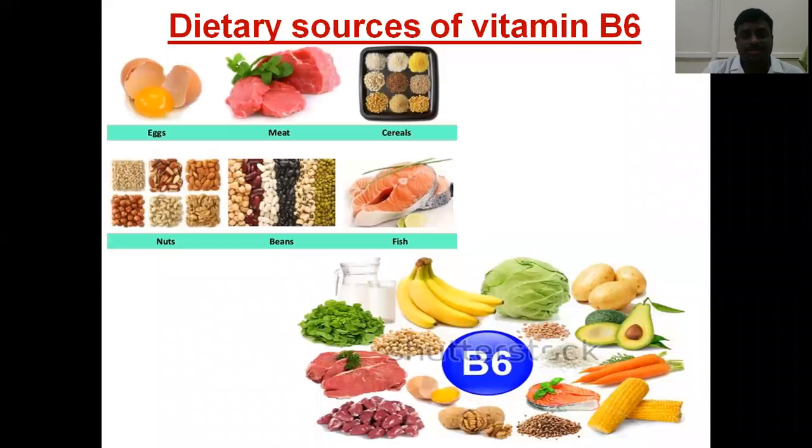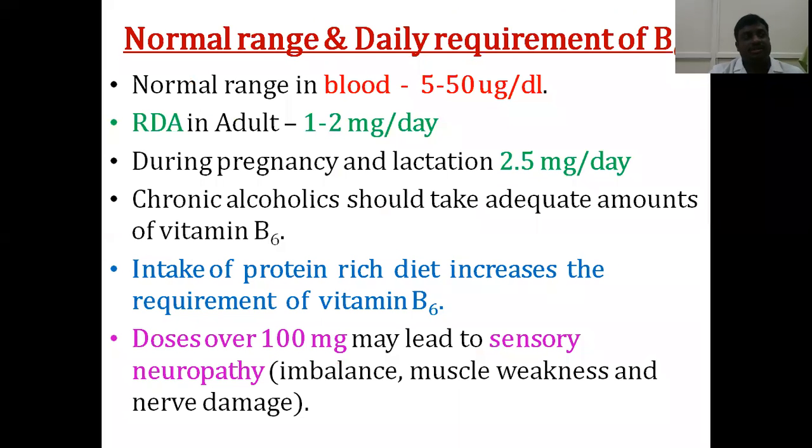Sources, you know that very well. All sources you can mention: beans, nuts, fish, meat, eggs. Normal range, this is very important. Everyone has to remember these normal ranges. The normal range of pyridoxine in the blood is 5 to 50 micrograms per deciliter, that is per 100 ml of blood. To maintain this, we need to take 1 to 2 milligrams per day.